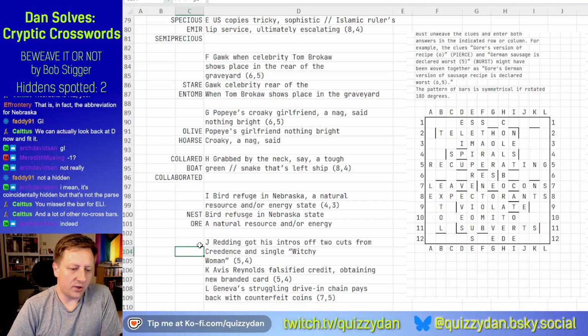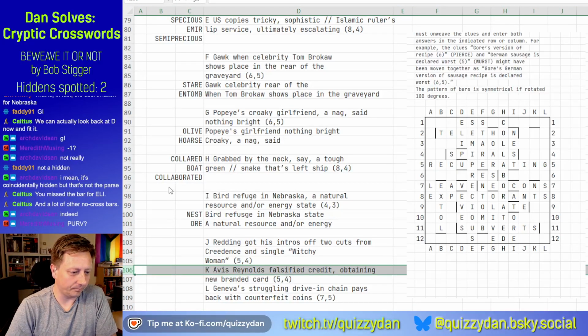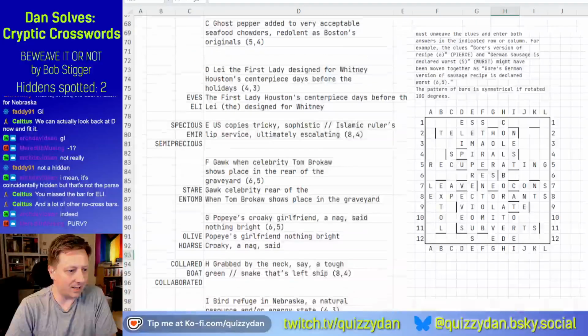Redding got his intros off, 2 cuts from Credence and Single Witchy Woman. Do we know what's happening with C? No, we don't.